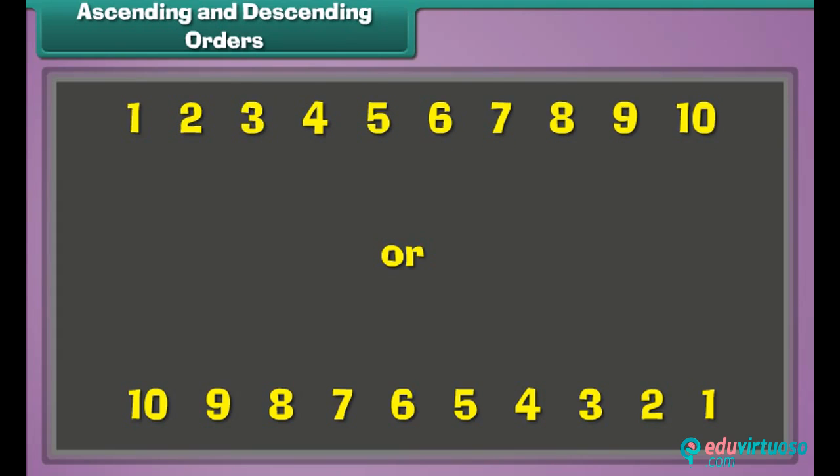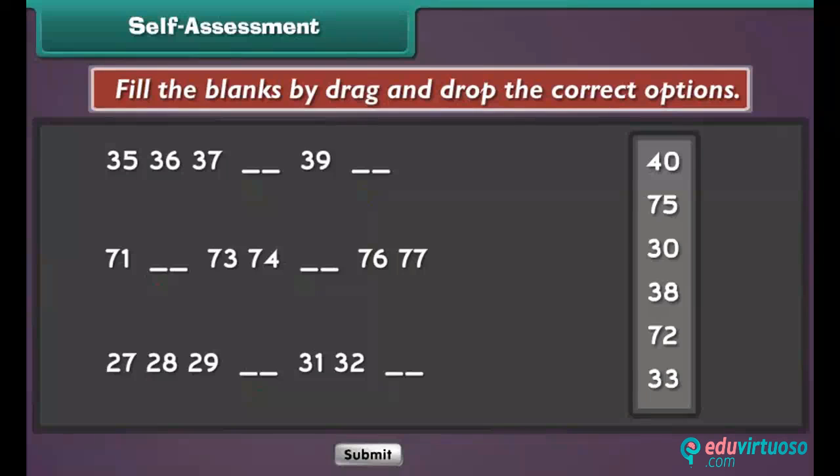Arrangement of numbers from the smallest to the largest is called ascending order. Arrangement of numbers from the largest to the smallest is called descending order. Self-assessment. Fill the blanks by drag and drop of the correct options.